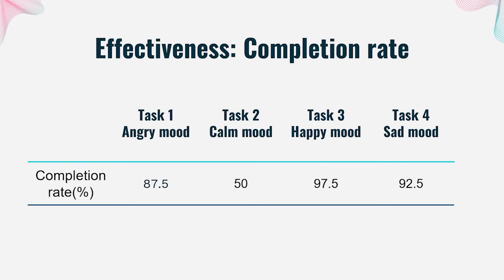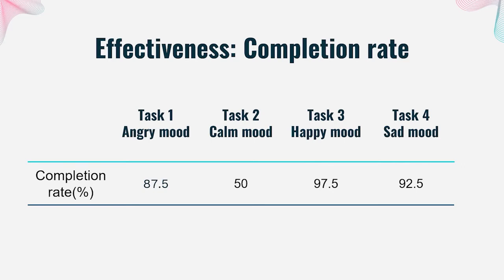In task 1, 35 participants were successful and 5 were unsuccessful, and the completion rate is 87.5%. In task 2, an equal number of participants were successful and unsuccessful. That makes the completion rate for task 2 50%.